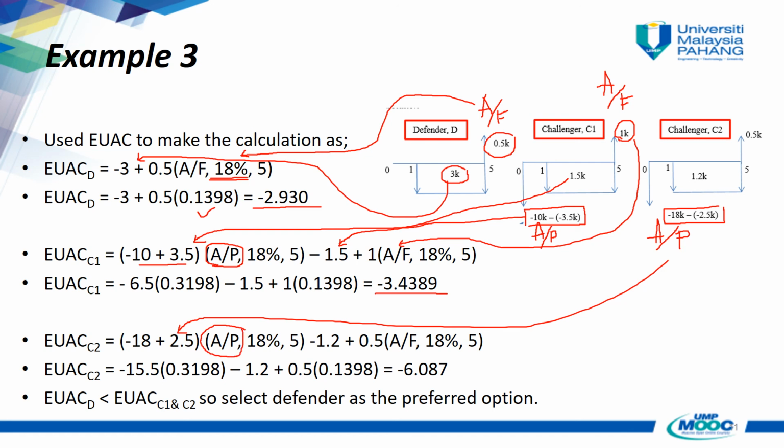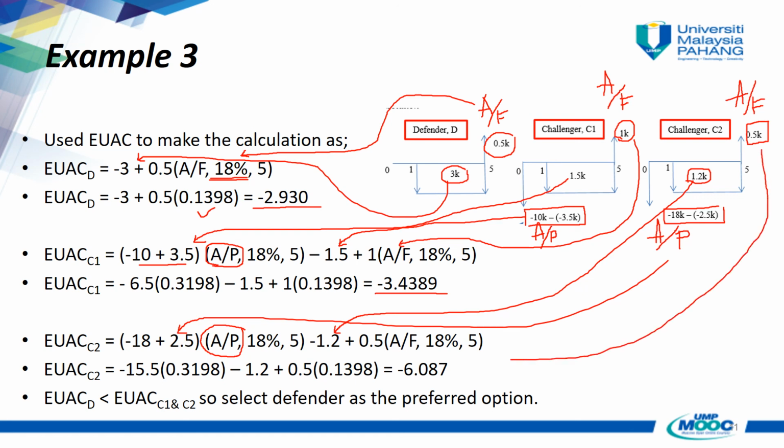And then minus 1.2. This 1.2 is in the form of A, so there is no need to transform it again. We just use the value here. Then we have another value. This happens in the future after 5 years. We call this future F, so we need to transform it to become EUAC in the form of A. So we call this finding A when you know the F here.